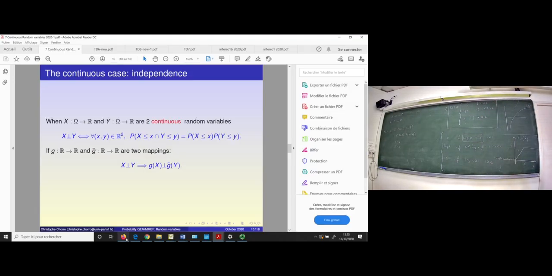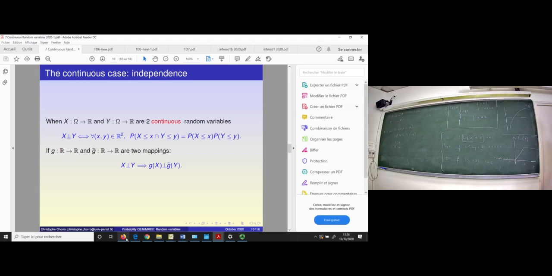If you prove that the probability of this intersection is equal to the product of the associated distribution functions, you will have the independence in the continuous case. So in the continuous case, I won't use the probability mass function because all of them are equal to 0. But I have this equivalent way to describe independence.